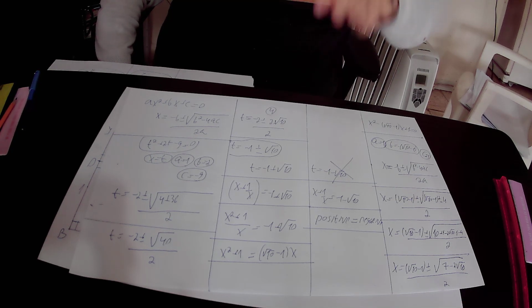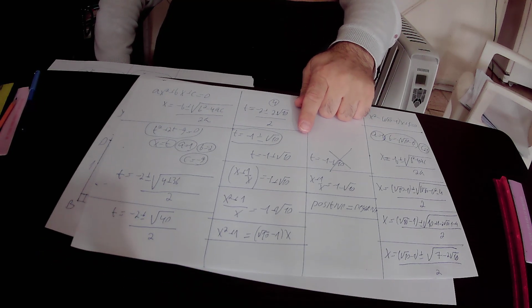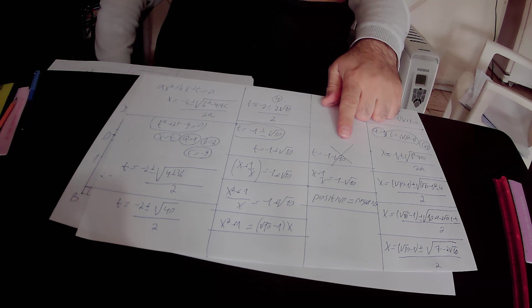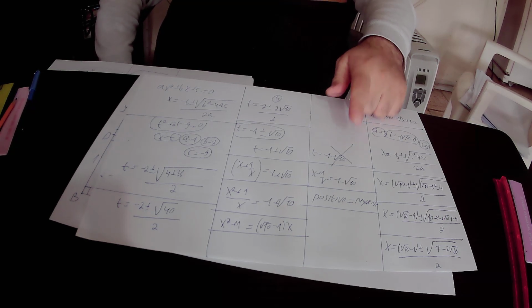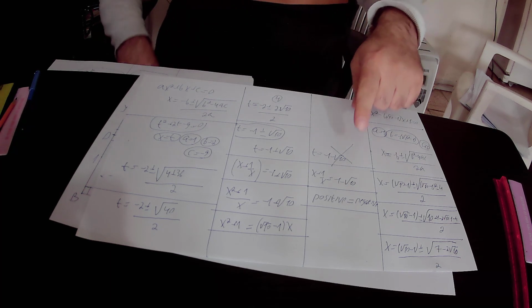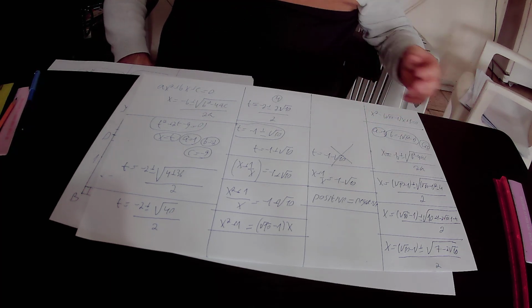The first solution is t equals minus 1 plus square root of 10, and the second solution for t is t equals minus 1 minus square root of 10. We focus on the second solution. So according to our definition, t equals x plus 1 over x, and x plus 1 over x equals minus 1 minus square root of 10.